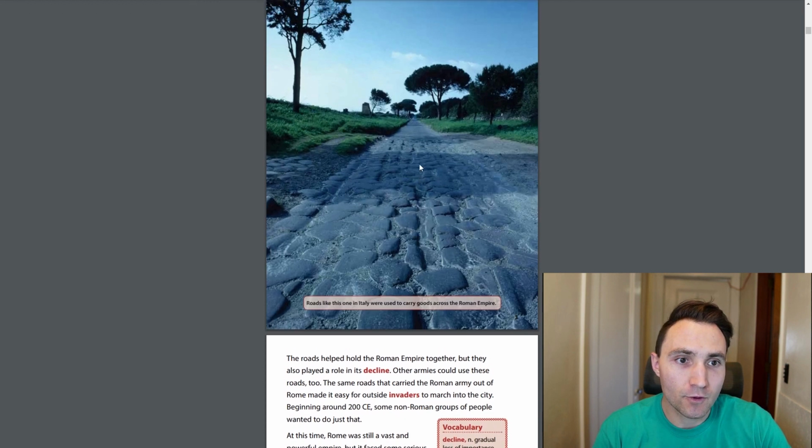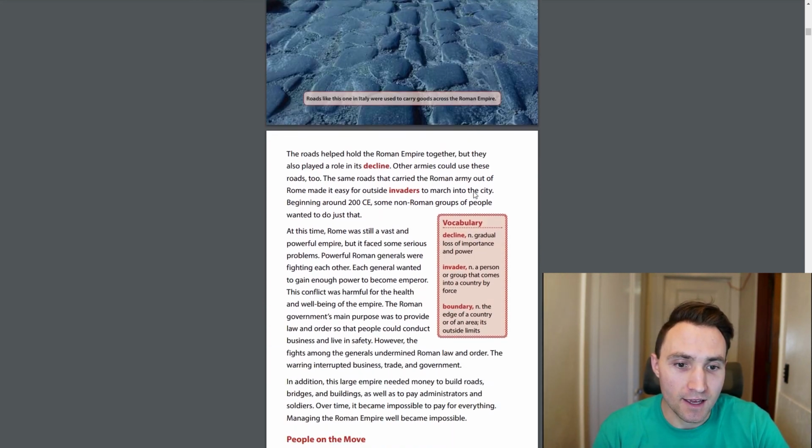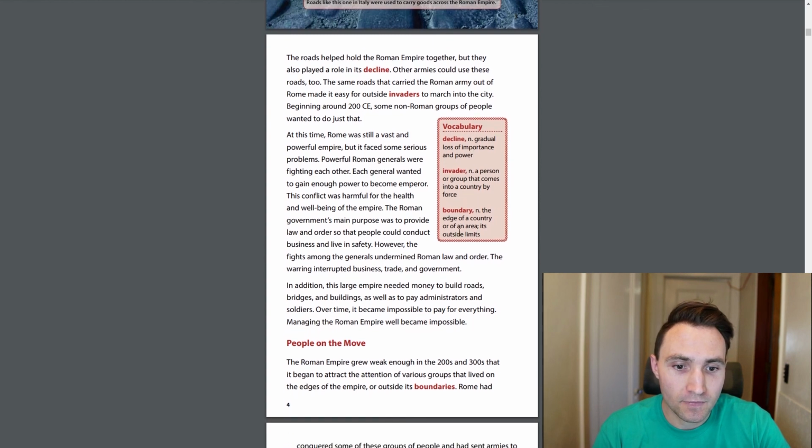So these roads, go back up to this picture, these roads helped Roman soldiers protect the city, but these roads, as we just read, were a part of its decline. These roads made it easy for invaders, outside forces, outside armies, those that are not a part of the Roman Empire, to come into Rome, and that will lead to its decline.